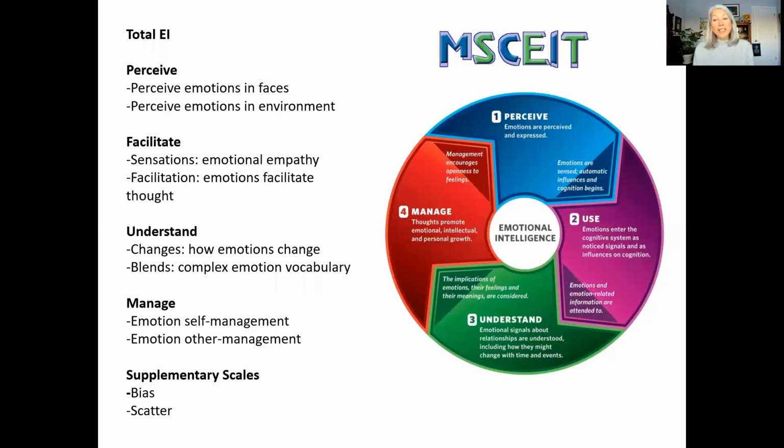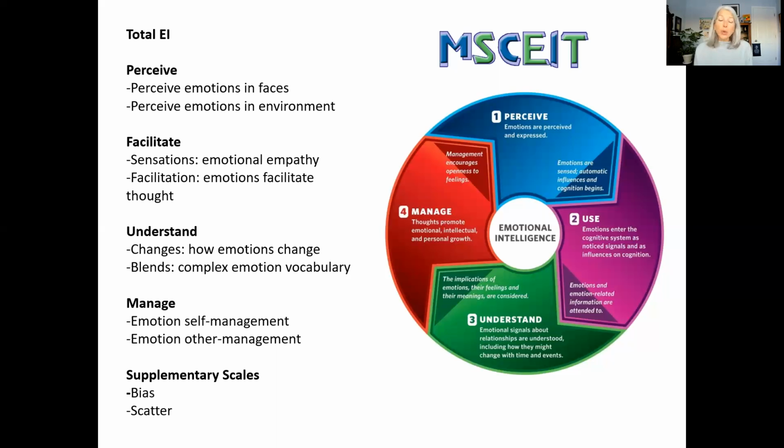So when they get their test, they're going to get a lot of different scores. And this is very helpful because it helps drill down to maybe some blind spots, or maybe it also makes obvious their strengths. So they'll get an overall EI score, and then they'll get some ability scores, meaning they'll get a score for perceive, facilitate, understand, and manage. Each of those abilities has 2 task scores, so they can drill even deeper to say, are they able to perceive emotion in faces or in environment? Do they have empathy? Can they facilitate emotion? Do they understand how emotions change and how complex the emotions can be? And do they manage it within themselves and others?